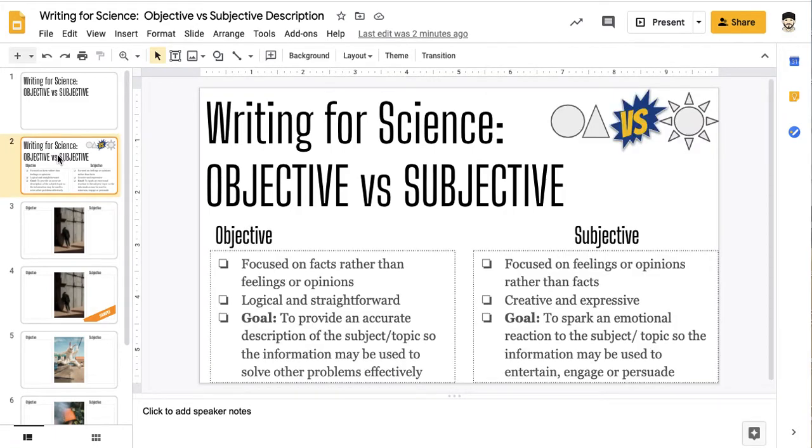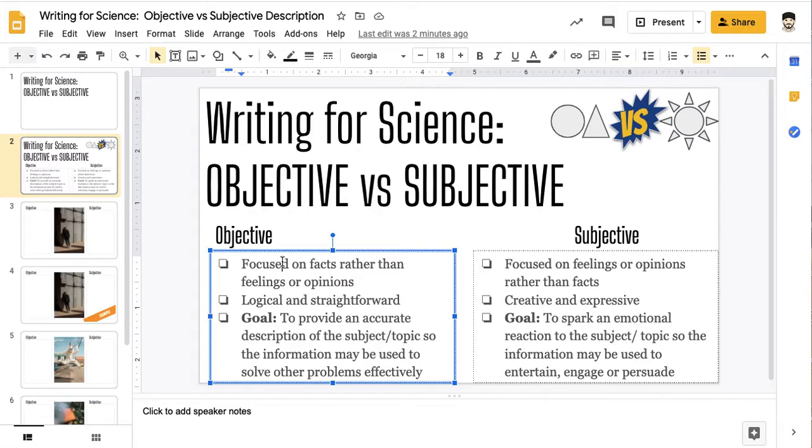And then we dive into this slide that provides some basic information about how to write objectively versus how to write subjectively. So when you write objectively, here on the left, what you really want to do is focus on facts rather than feelings or opinions. Because you want to be logical and straightforward when you provide information. And all of that goes towards a goal of providing an accurate description of the subject or the topic so that the information that you're providing can be used to solve other problems effectively.